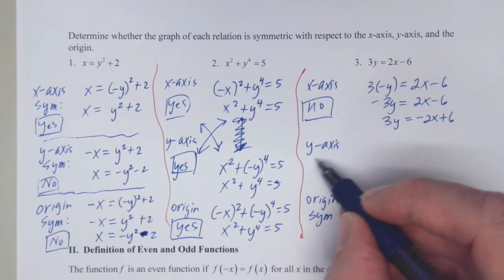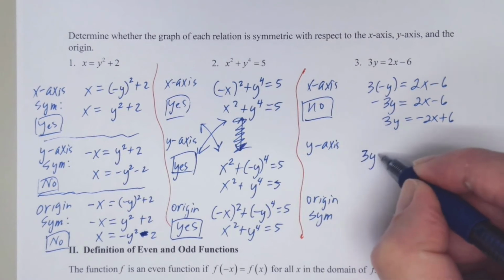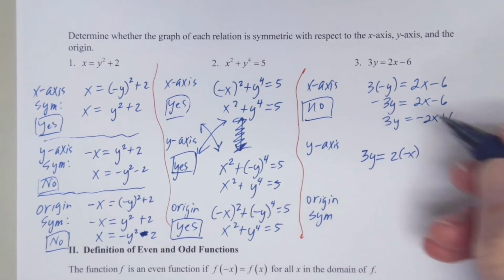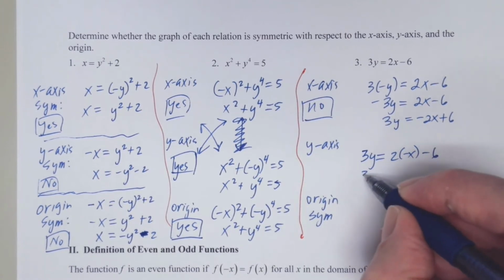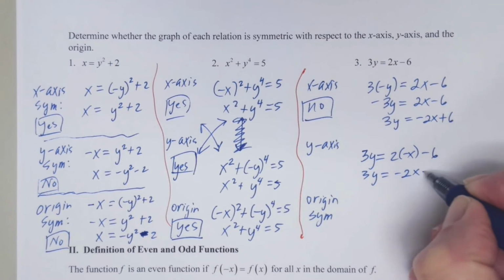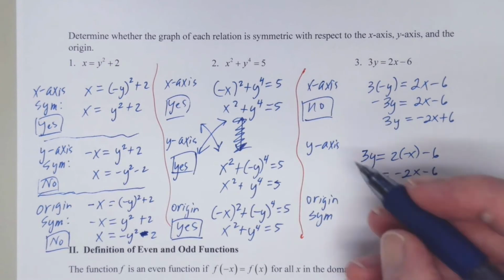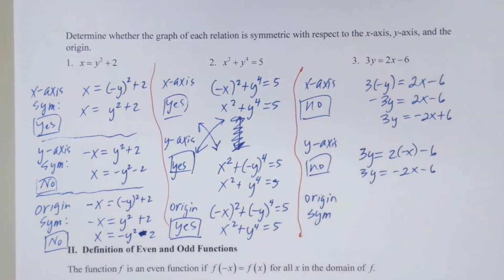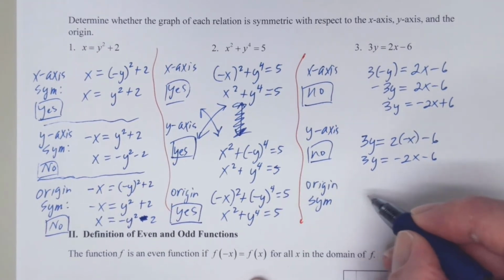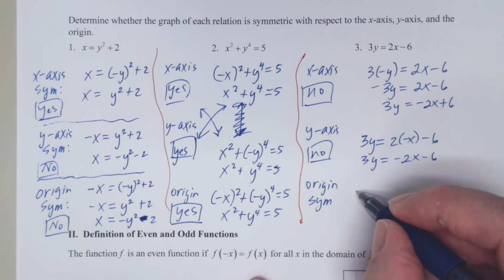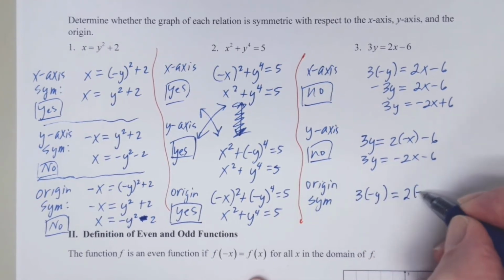When we check for y-axis symmetry, we'd have 3y equals 2 times minus x, so we're going to replace x with minus x. You get 3y equals negative 2x minus 6. And again, that's not the same as the original equation, so again, we do not have y-axis symmetry. And then finally on this last one, we'll replace both of them, so the y becomes minus y, and x becomes minus x.